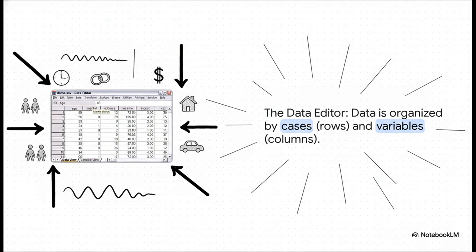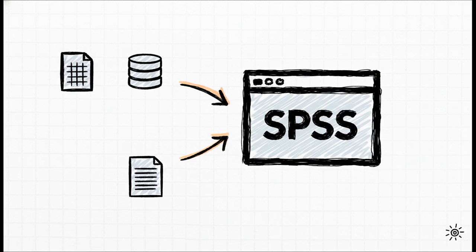Just think of it like a spreadsheet. Every single row represents a case, so that could be one person who filled out your survey, and every column is a variable. That's a piece of information about them, like their age, their income, or how they answered a specific question.